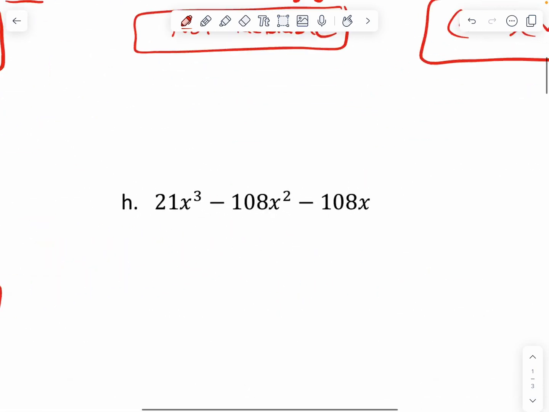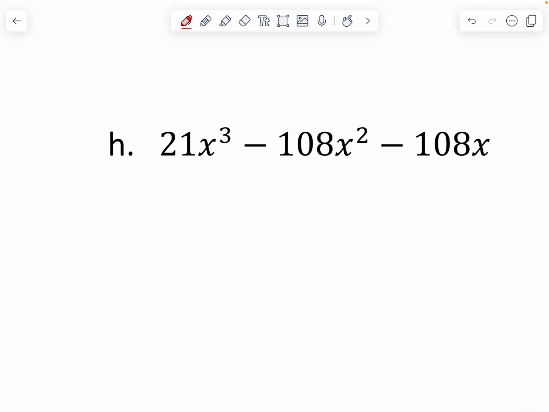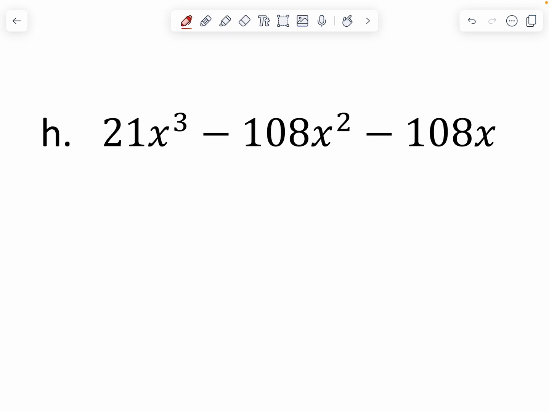Okay, and my last factoring problem here. Another one that has some pretty big numbers, so I'm anticipating there's probably a greatest common factor among the three terms. So I'm thinking about 21, 108, and 108. And I'm thinking, well, would 21 go into 108? And unfortunately, it doesn't. So I'm thinking the next largest number with 21 would be 7.